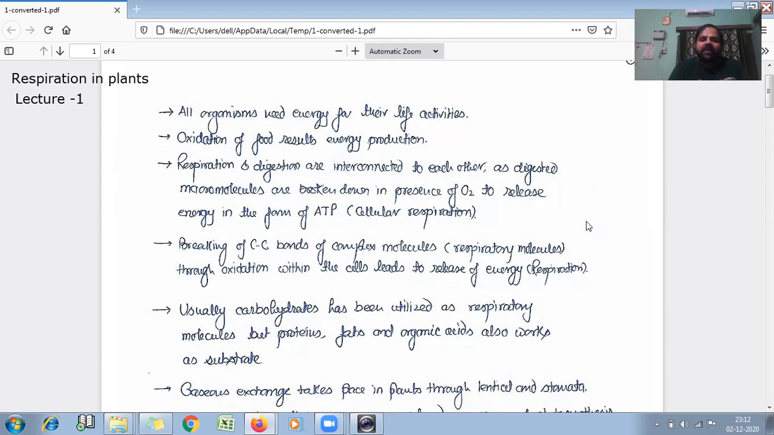The breakage of carbon to carbon bonds of complex molecules, or the respiratory molecule, through oxidation within the cell leads to the release of energy. This is called respiration. Means what happens? The bonds will be broken, and by the breaking of bonds, the energy will be released. And this release of energy will be called respiration, or more specifically we can say cellular respiration.